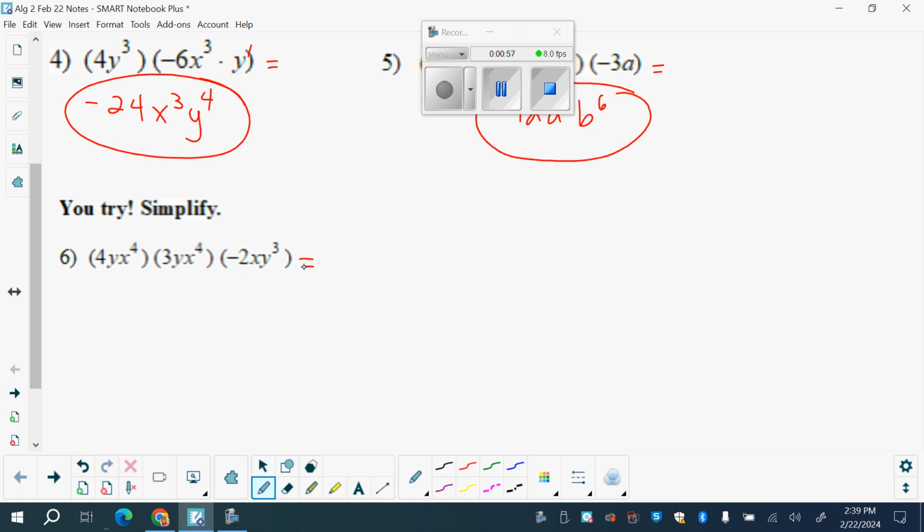Should be doing the you try, yep. Isn't there an X here too? Oh. Yeah. So we want to put it in alphabetical order when we write it. So X comes before Y, so you want to put that X first. Yeah, good.